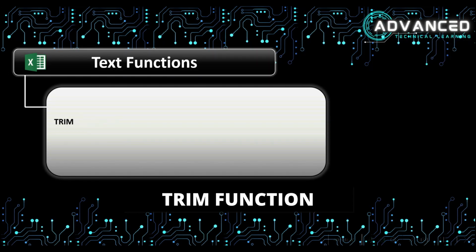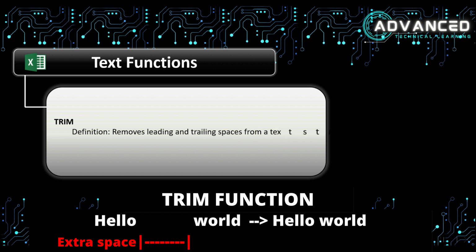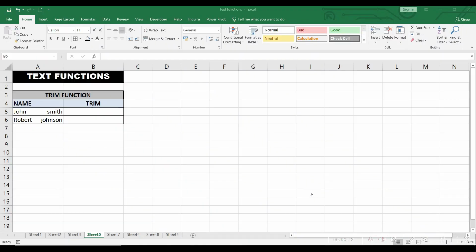Trim function. Trim function is used to remove extra spaces from the text string. Here is the syntax for the trim function. Let's see how to perform trim function in Excel workbook. Equals to trim, select text and enter. It will remove unwanted space from the text string.